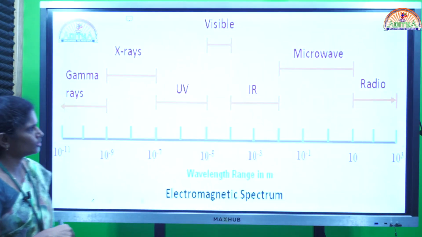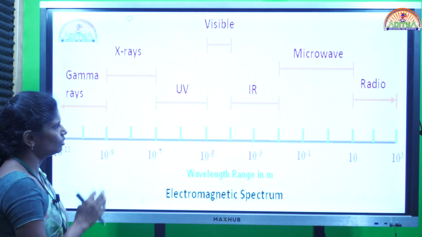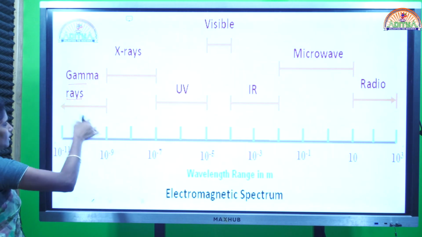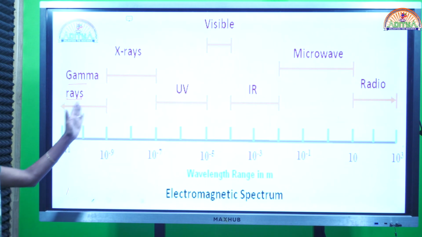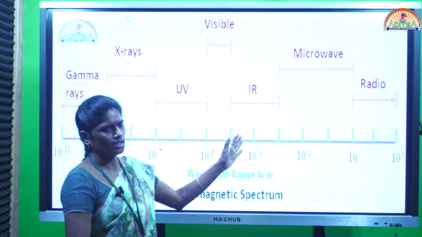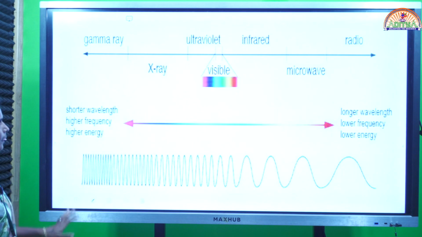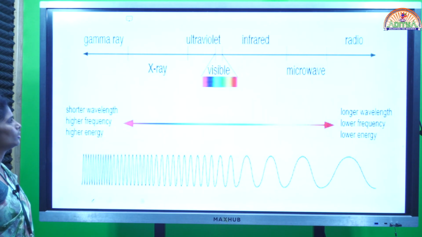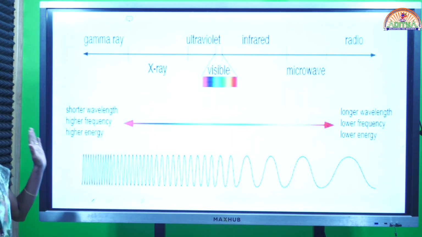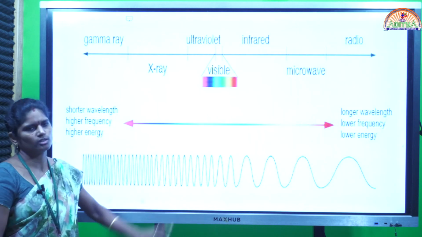So here is the picture which is showing you the entire electromagnetic spectrum, starting from the shortest wavelength to the longest wavelength. Gamma rays are the radiation with the shortest wavelength, followed by X-rays, then UV, then visible, followed by IR, microwave, and then radio frequency radiation. You can see the entire spectrum from gamma to radio frequency waves, and also the wavelength of this radiation.